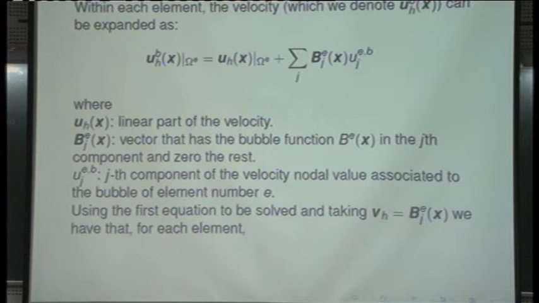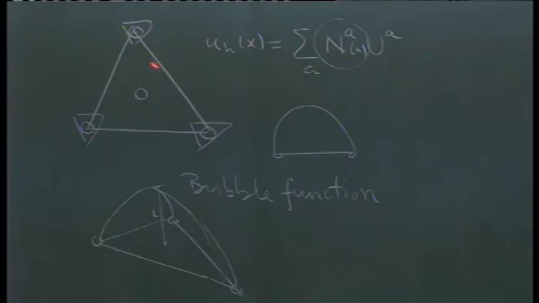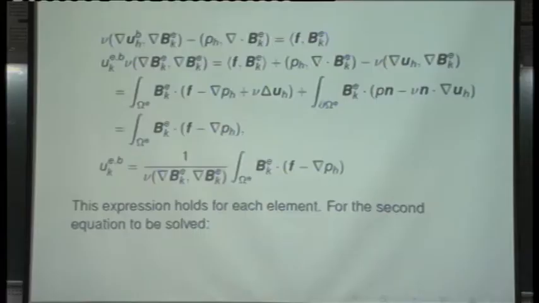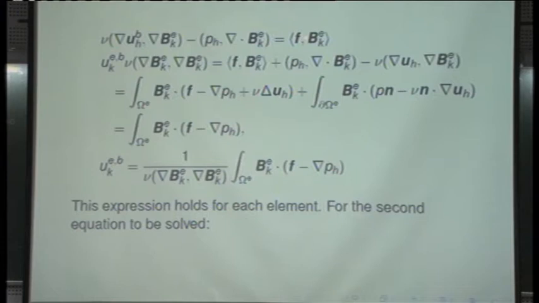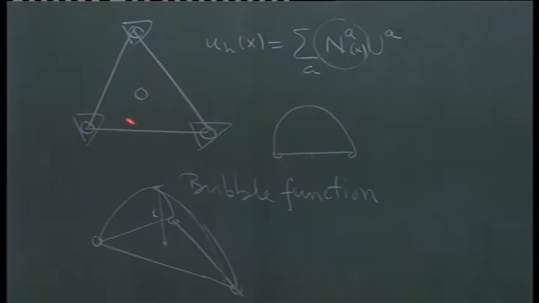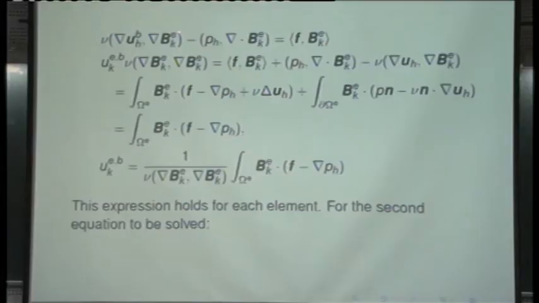Okay, good. So now, what happens if we take the test function equal to the bubble function in the Galerkin equations, and we do it for a given element e? I just consider the Galerkin terms. These are the Galerkin terms, and I take the test function v equal to the bubble of a given element e. So what do we have?